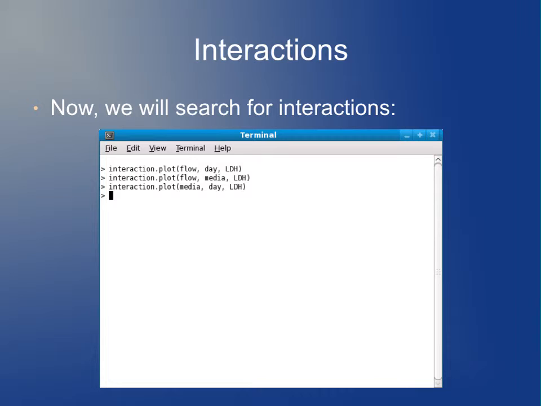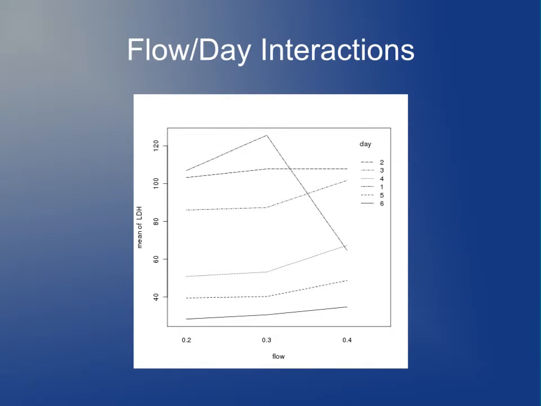The idea behind interactions is, in brief, that two variables combined can give you more information than a single variable. For example, is it possible that if you have a flow rate of 0.4 and you're in media G, the LDH level is higher than you would expect just adding the individual effects, if that makes sense? The graph might make this a little clearer.